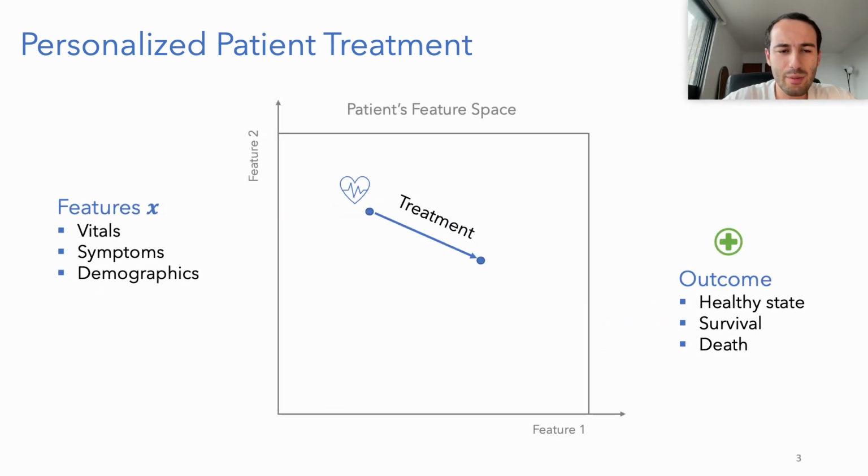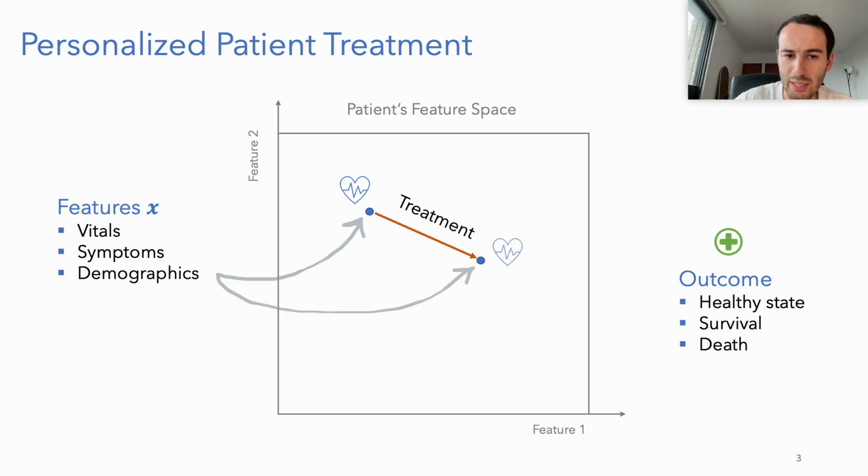So if we look at this problem in the patient feature space, what's happening is the following. The patient starts in some state with some given features. This is represented by a point in this patient feature space. Then they're administered the treatment, and then they transition to another state with different features. So some vitals would have changed, some symptoms, and this state is potentially associated with some outcome.